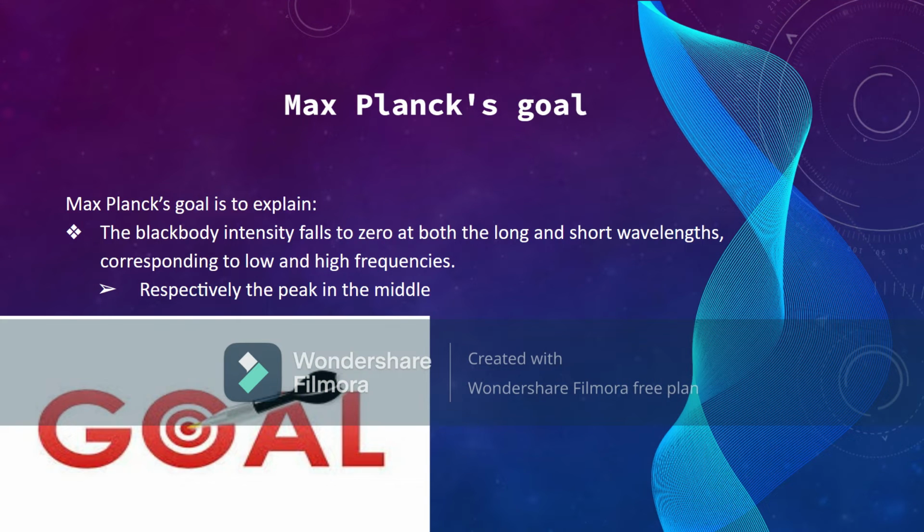Max Planck's goal. Max Planck's goal is to explain the black body's intensity falling to zero at both the long and short wavelengths, corresponding to low and high frequency respectively, with the peak in the middle.